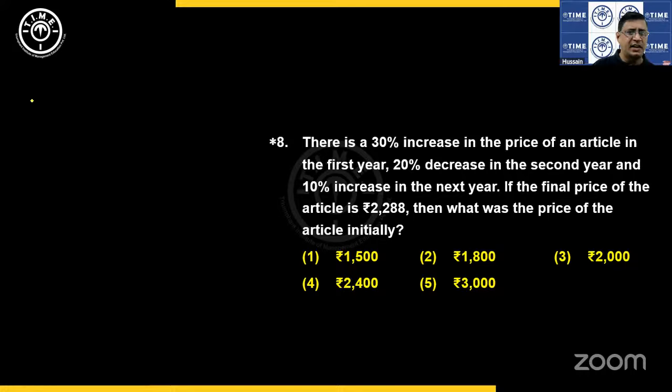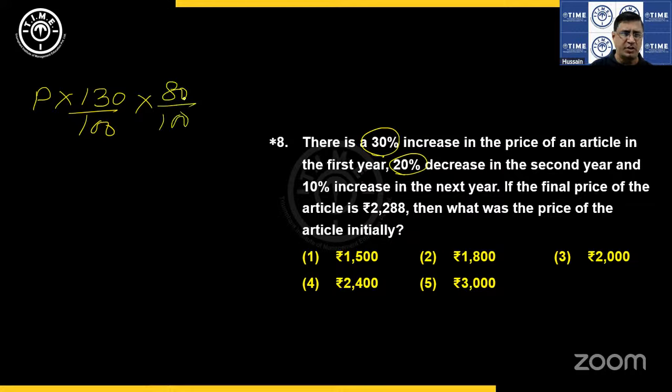Price of the article, I'm taking P. Increased by 30% means now 100% becomes 130. Second year, decreased by 20%. 20% means 80 by 100. Of course, it is 4 by 5. Next year, increased by 10%. That is 110 by 100, which is equal to 2288.